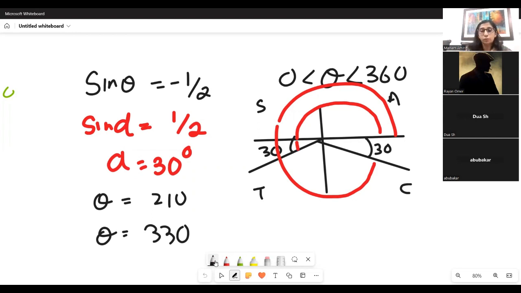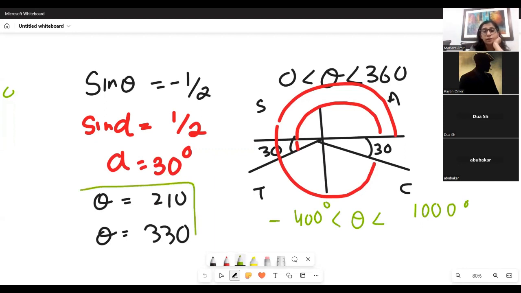So now what I'm going to do is change the domain. So it's going to be from minus 400 to 1000 degrees. Now, what other answers would we get other than these two?